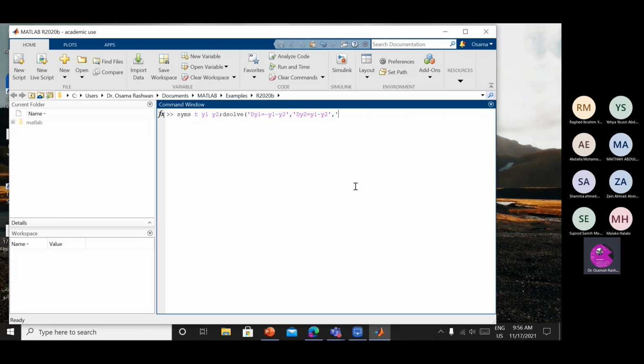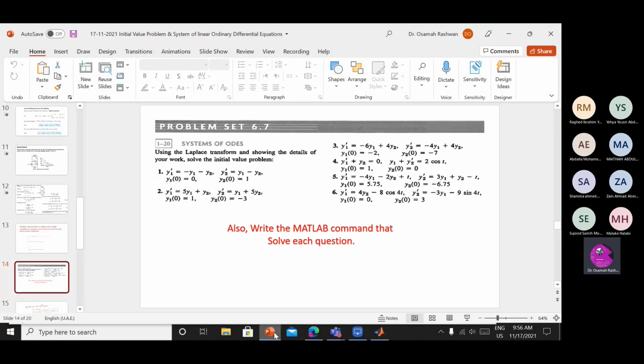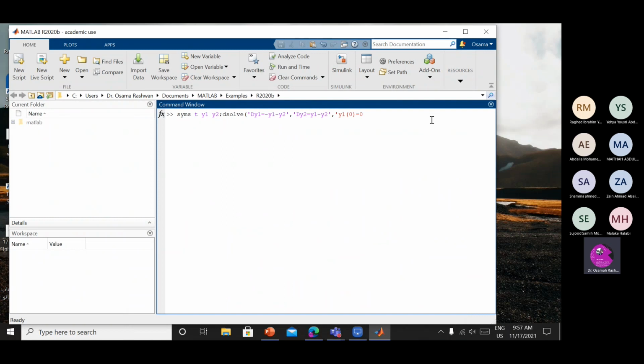Now I can write the initial conditions. What is the initial condition? y1 of 0 equals what? Equals 0, and y2 at 0, sorry, equals what? Equals 1. How to write the MATLAB command to solve this one? Let's go and see.